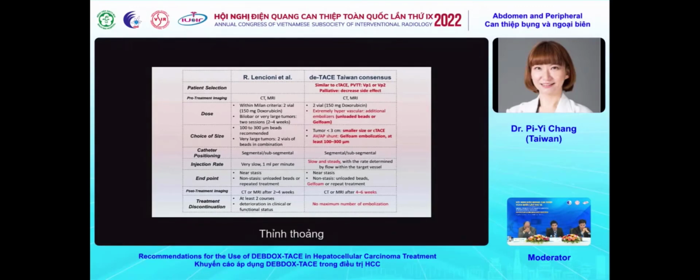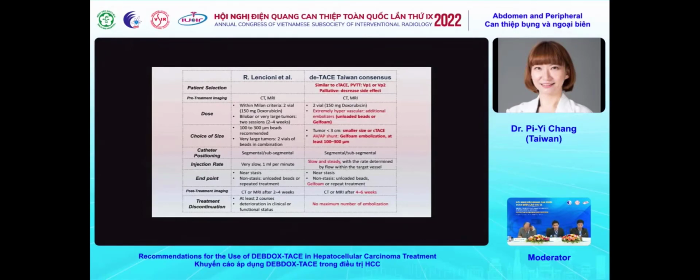For the dose, sometimes we cannot reach near stasis, so we suggested to use unloaded beads or gel foam to treat the extremely hypervascular tumors based on our experiences. For the choice of size, for tumors that are smaller than 3 centimeters, we have the small DEBDOX-TACE, which are similar to 100 micrometers, or even smaller, we call it M1. They are suitable for HCC. Or for AV or AP shunting, don't forget to use some gel foam embolization and do not use it to treat tumors that are smaller than 100 to 300 micrometers.